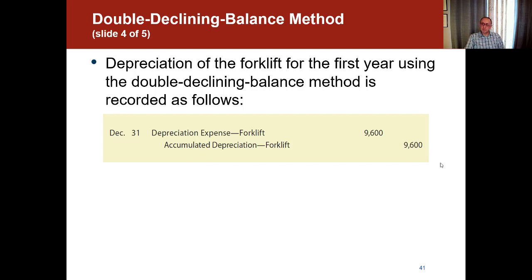I don't know if you noticed, but this is a much bigger value compared to the straight line method and the units of output method. So we expect in the double declining balance method that the amount of depreciation would be extremely high in the first year or in the very first few years of the asset's life, and then it keeps going down until the last year of the asset.